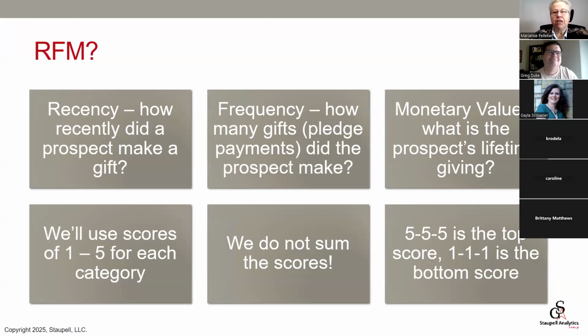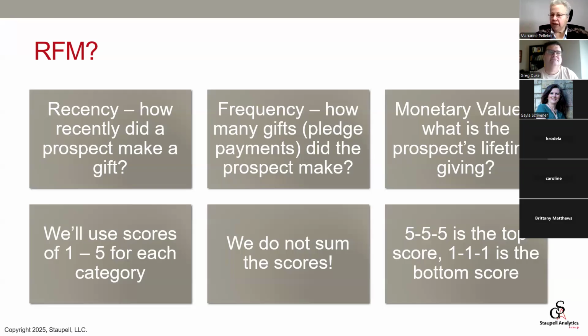Okay. So recency is how recently did you make a gift? Frequency is how many gifts have you made, and is it new pledges and outright gifts, or is it pledge payments as well? And that has some relationship to what you're actually assessing, and we'll talk about that further.